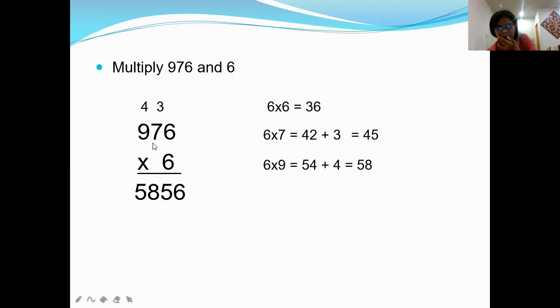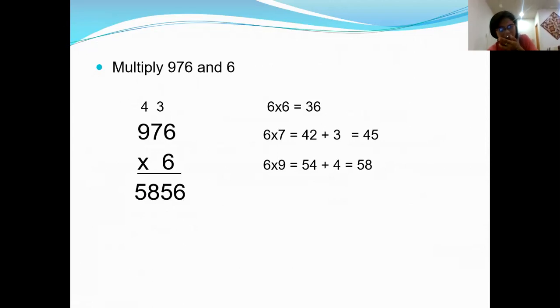Okay, next we have to multiply 976 and 6. So we have here 976 times 6. Again, we are going to multiply first the numbers in the ones place. 6 times 6, that's 36, no? Bring down 6 and carry 3. Then 6 times 7 is 42. Then we have 3 in the carry, so 42 plus 3, that's 45. So bring down 5, carry 4. 6 times 9, that's 54, right? 54 plus 4 is 58.